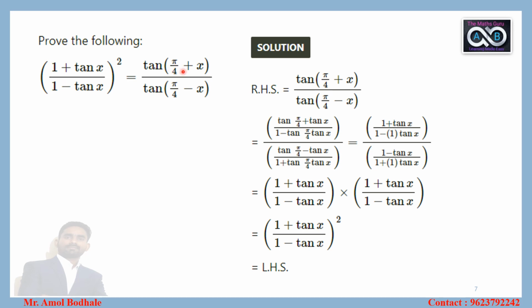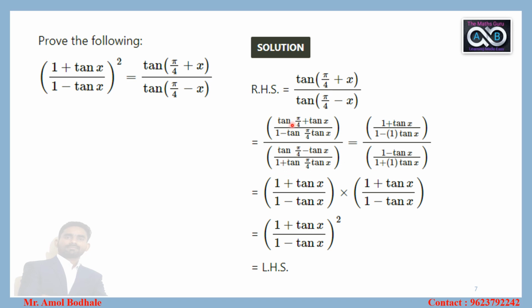What is the reason? Because here tan of 45, that is pi by 4 plus theta, we can expand using the formula. Let's consider the RHS, which is tan of pi by 4 plus x upon tan of pi by 4 minus x. Now what is the expansion for tan of a plus b? Yes, which is tan a plus tan b upon 1 minus tan a tan b. Similarly, tan of a minus b is tan a minus tan b upon 1 plus tan a tan b.